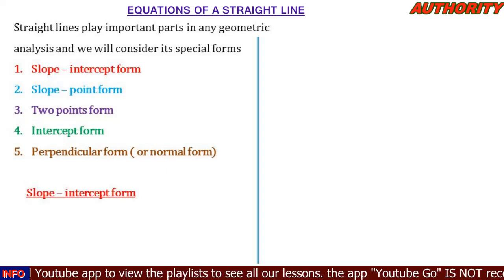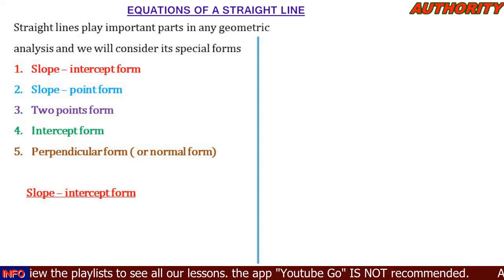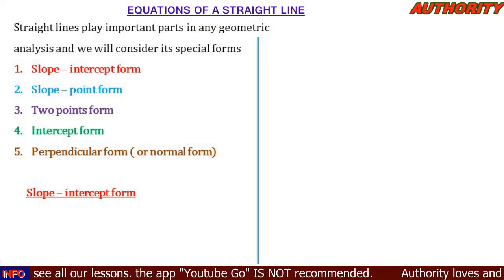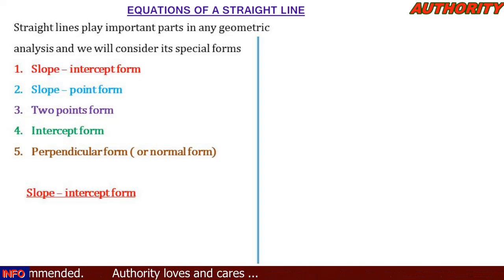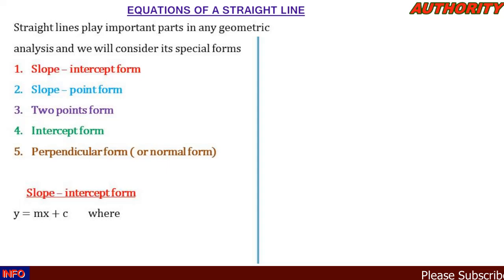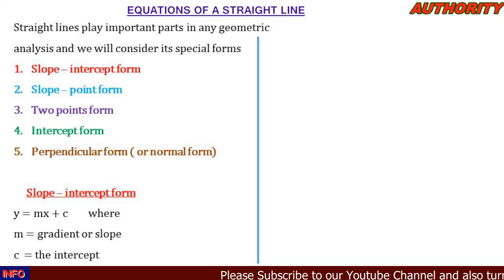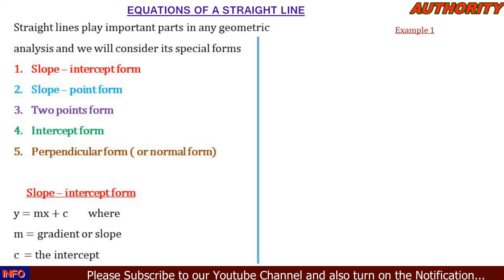We have slope-intercept form. How to find the equation of a straight line in slope-intercept form. The formula for the equation of a straight line in slope-intercept form is y is equal to mx plus c, where m is called the gradient or the slope, and c is the intercept. Okay, now let's take some examples.